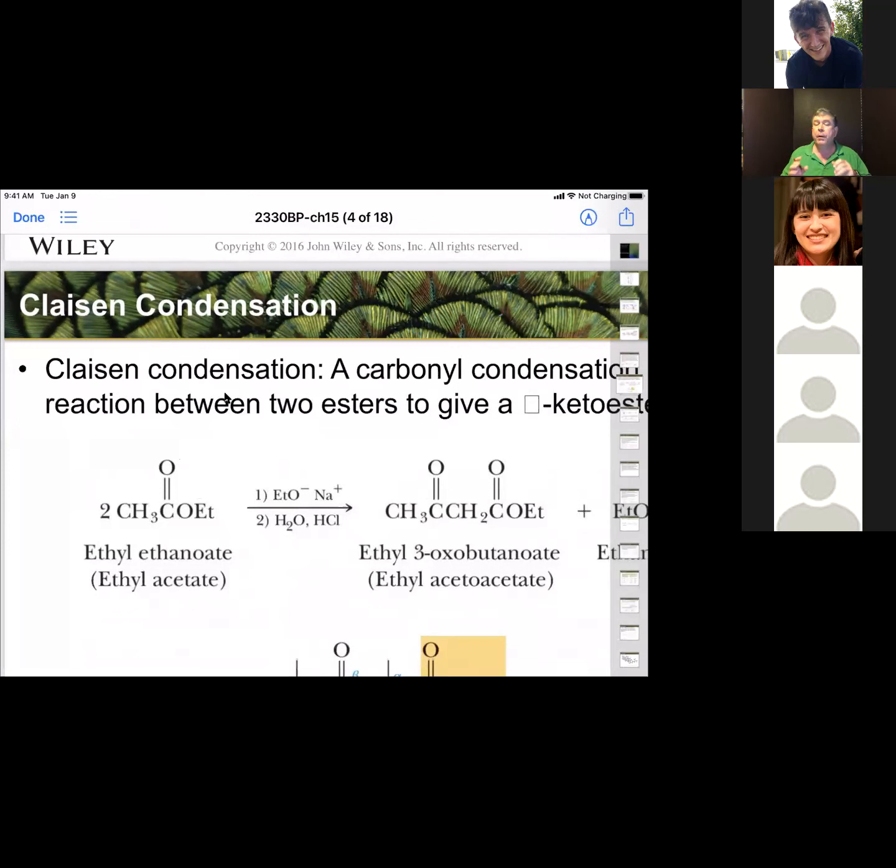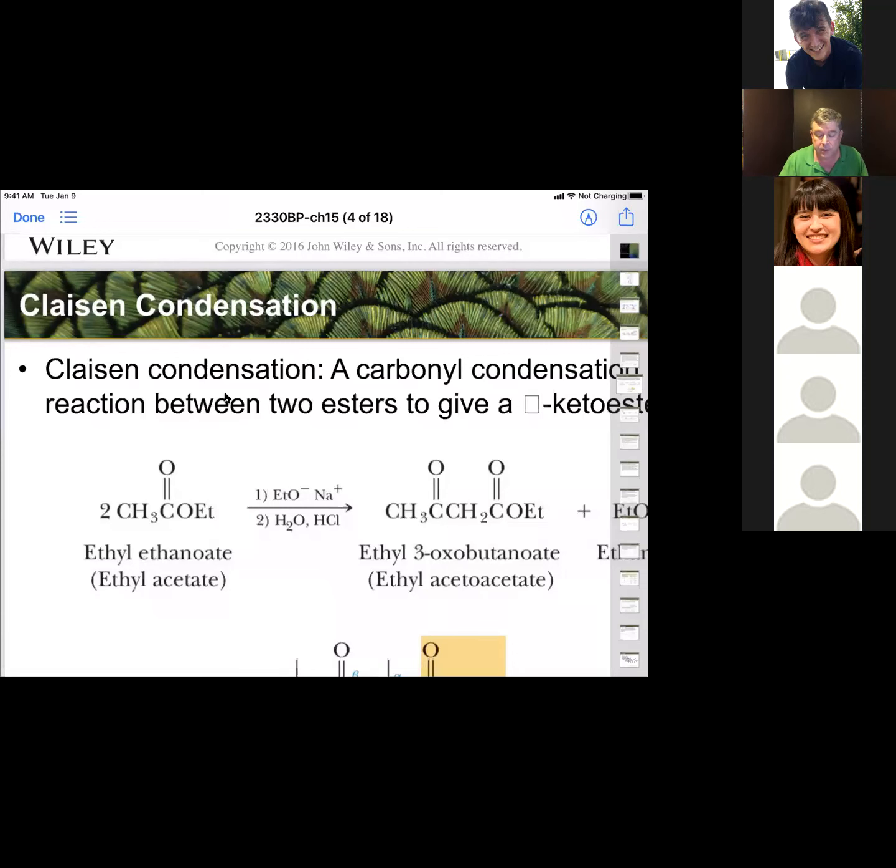Okay. But when we looked at the acidity there, we saw that you could also remove protons that were alpha to esters. That reaction has a different name. We call that the Claisen condensation. So the aldol is aldehydes and ketones only. The Claisen is esters only. Okay, write that down. The Claisen is esters only.